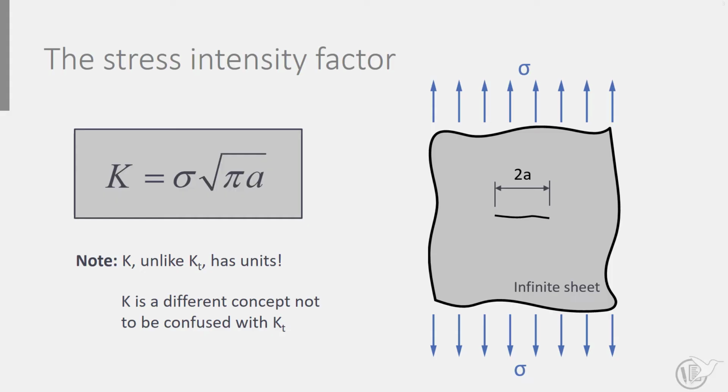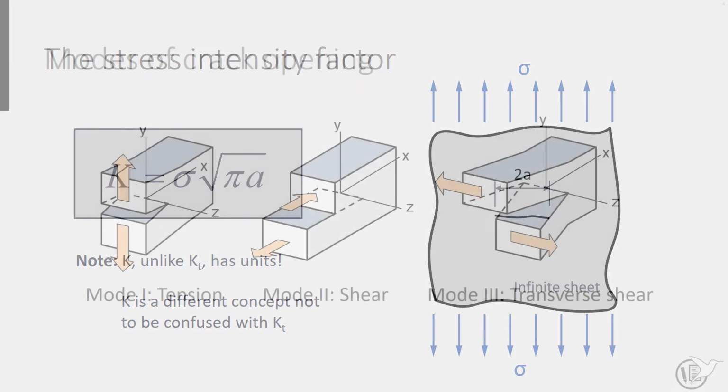This other parameter is called the stress intensity factor, which is an elastic concept derived from linear elastic fracture mechanics. The stress intensity factor, or capital K, is a function of the applied stress and of the crack length. The equation for K is valid for cracks in an infinite plate, as illustrated on the right hand side. For any other geometry, this equation generally is corrected using correction factors.